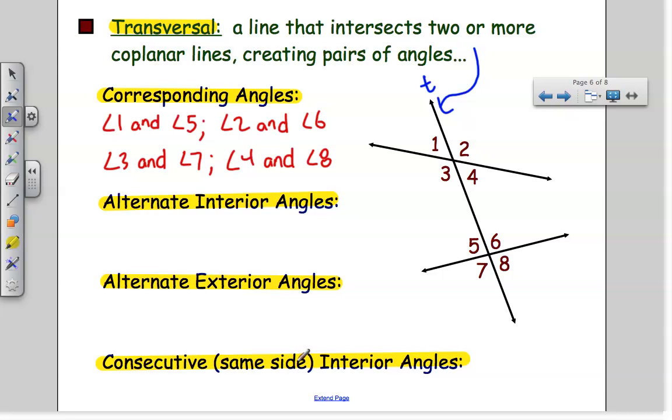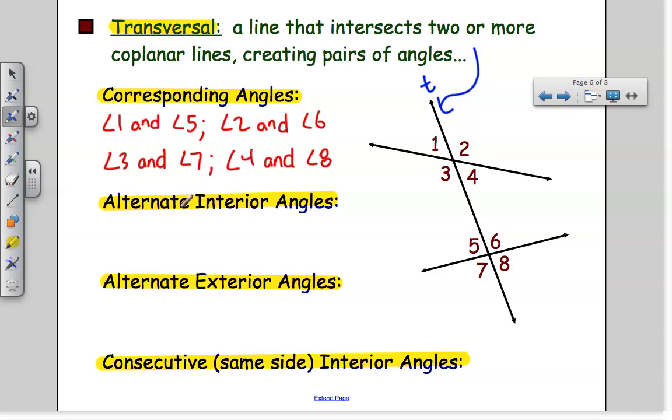And we're going to talk about alternate interior angles. First of all, interior means inside. If I'm talking about inside angles, I'm talking about the angles in between the two lines that the transversal crosses. So I'm looking for all the angles in the interior, which includes angles 3, 4, 5, and 6. But I want alternate interior angles, and alternate kind of means opposite. In this case, it means as far from each other as you can get.